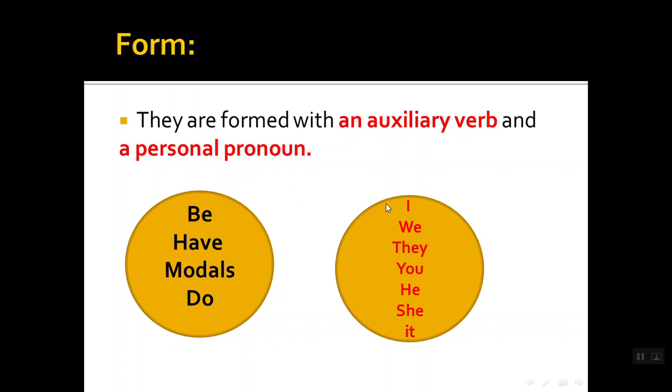Personal pronouns or الضمائر الشخصية I, we, they, you, he, she, it. It's clear and you all know them well. So the question tags are formed with one of the auxiliary verbs plus a personal pronoun.